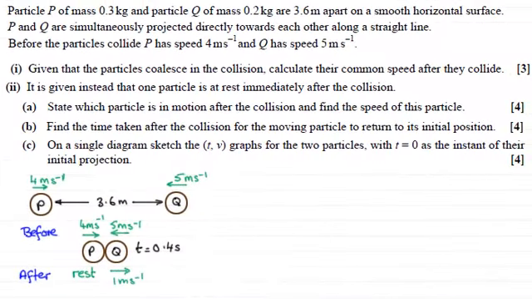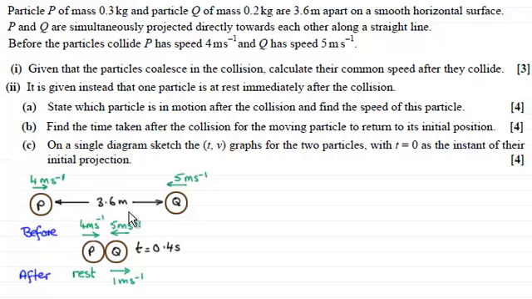Now for the last part of this question, we're told that on a single diagram, sketch the TV graphs for the two particles, with t equaling 0 as the instant of their initial projection. And what I've got here is a sketch basically of the problem so far.